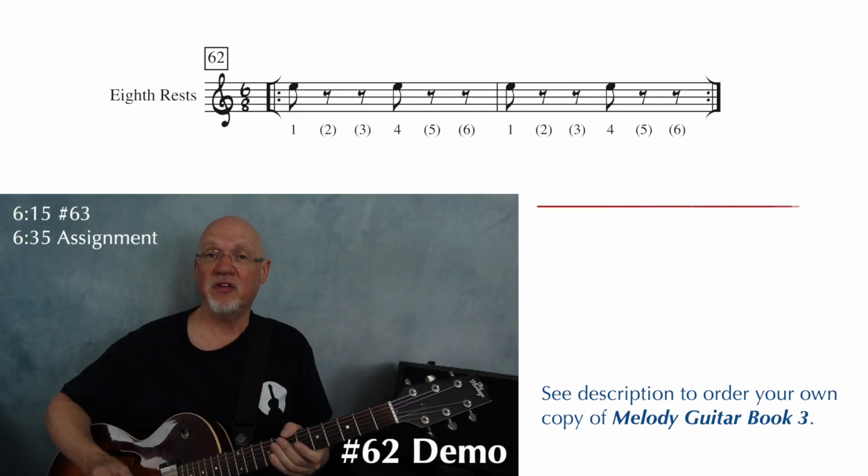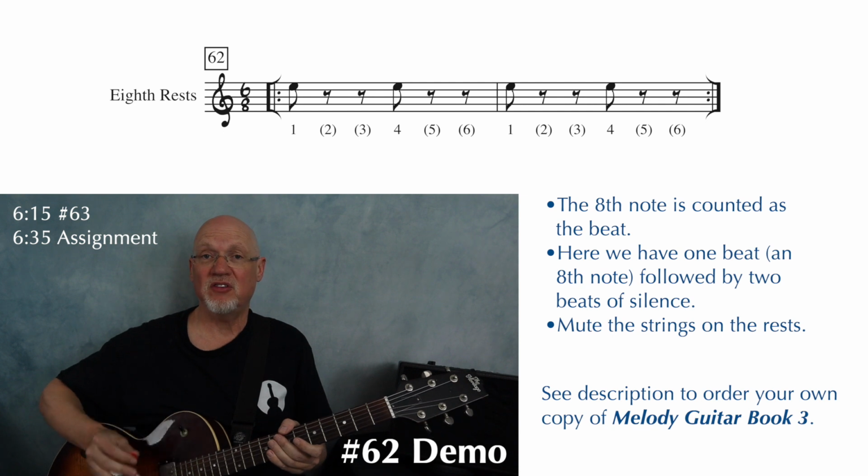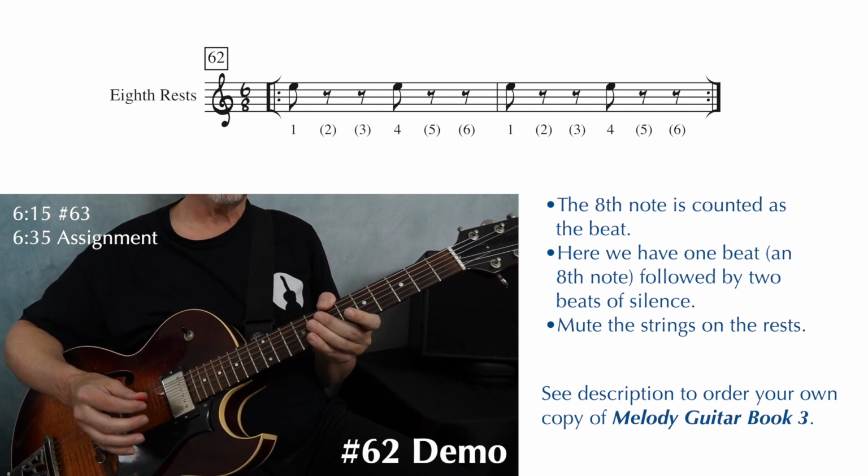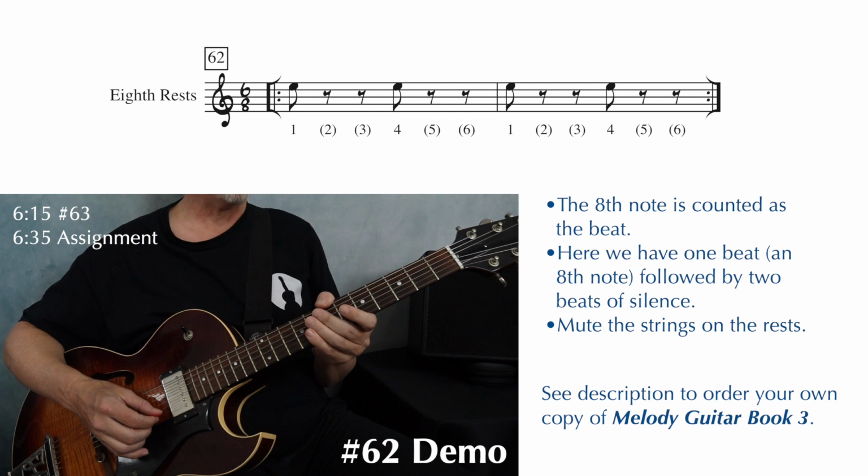Number 62, fairly common rhythm, eighth note followed by 2 eighth note rests. 1, 2, 3, 4, 5, 6. Notice I'm muting on those rests so we have a nice short eighth note.